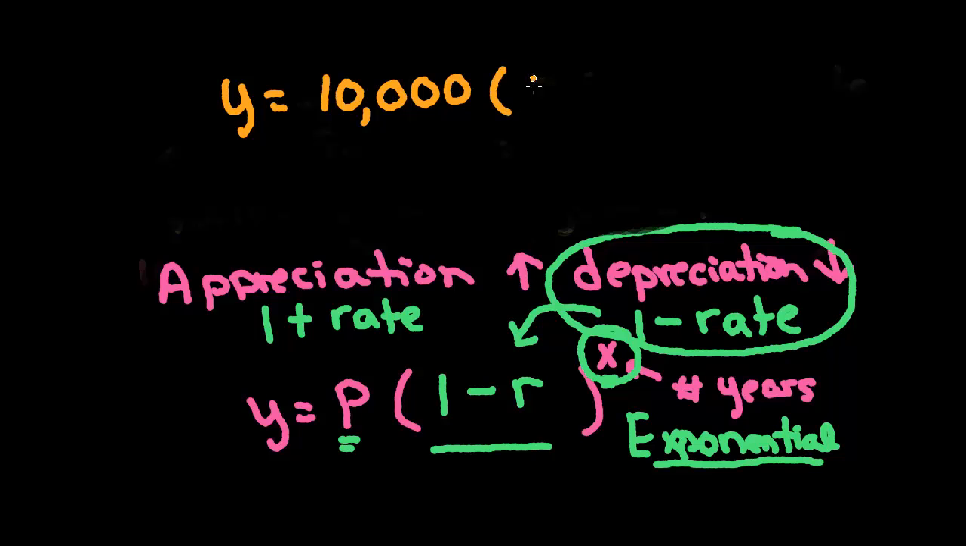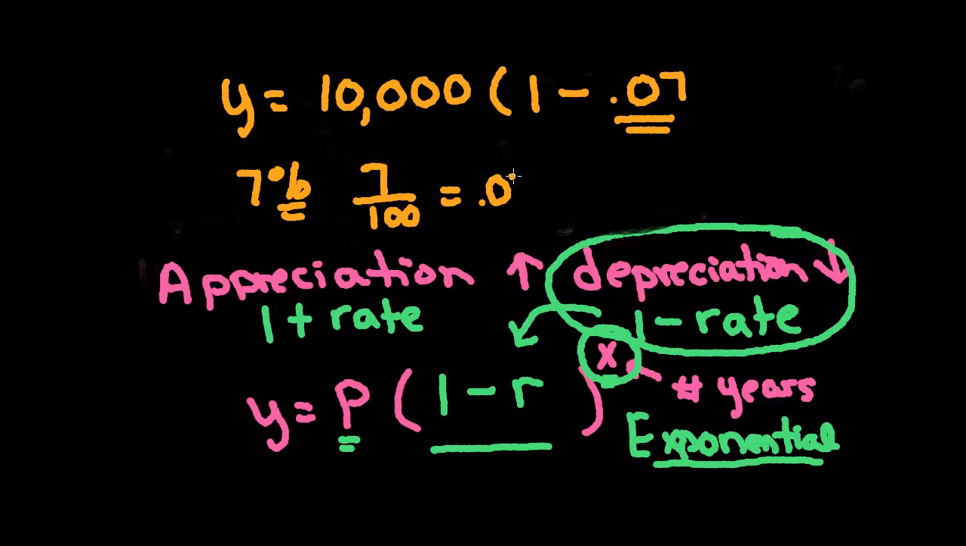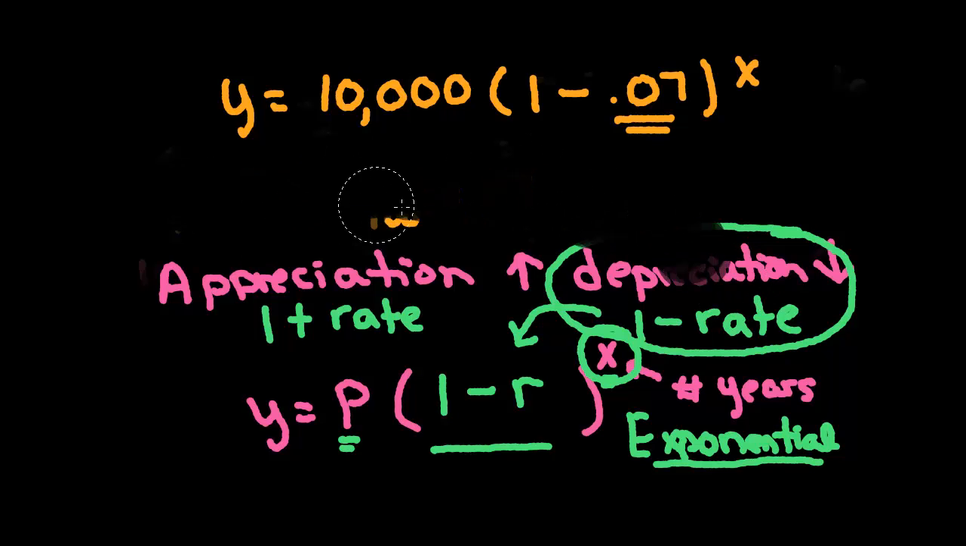It's depreciating, so we're going to do 1 minus. And the rate is 7%. And we always write interest rates as a decimal. We never write it as the 7%, because 7% is actually not a number in and of itself. Percent means divide by 100. So this means 7 over 100, which it's easier to just write, instead of as a fraction, to write it as a decimal. So we're going to have 1 minus 0.07 to the x, where x is the number of years that we are interested in finding out the answer for.